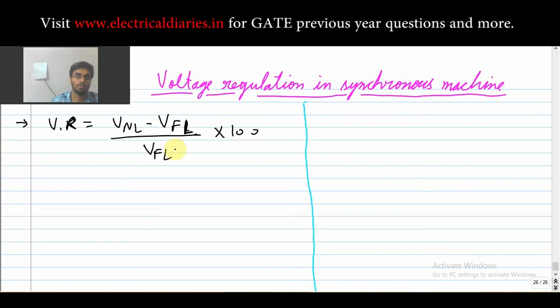So now for the synchronous machine, for the basic formula for the voltage regulation, you must have the idea of the equivalent circuit. So this equivalent circuit is the main thing that we are going to discuss. To understand this, we will first see the basic principle of the synchronous machine. What is happening?